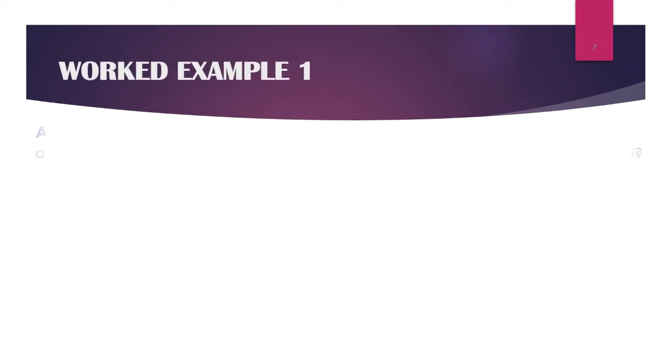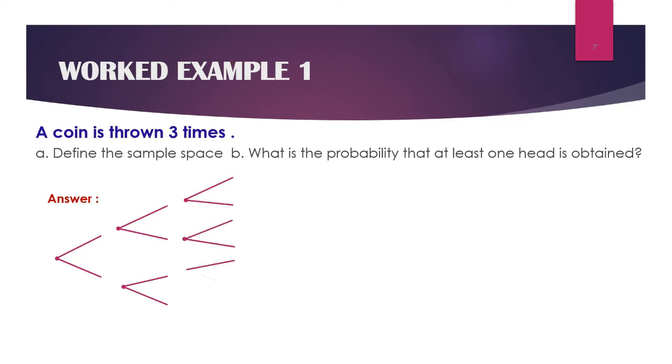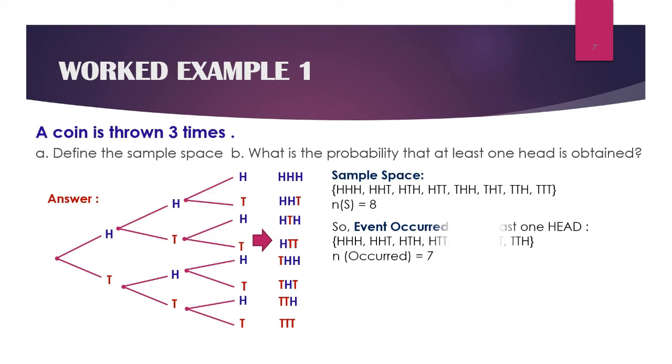Okay, go to worked example 1. A coin is thrown 3 times. Define the sample space and find the probability that at least 1 head is obtained. Look at the tree diagram. Very clear. 3 times. Head, tail, head, tail, head, tail, head, tail. Okay? Do you understand the description? There are 8 in the sample space. Okay, it is very clear. So the event occurred for at least 1 head, there are 7. So the probability is 7/8.